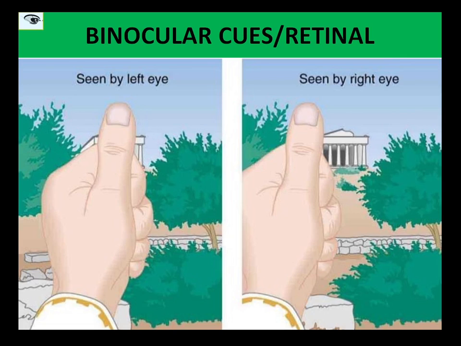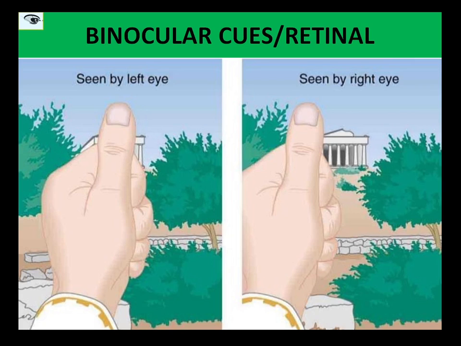So now the brain interprets a larger retinal disparity, or a larger retinal difference, for objects that are being viewed at a closer distance. For objects that are closely placed, the retinal disparity is going to be larger as compared to objects that are far away from our vision.